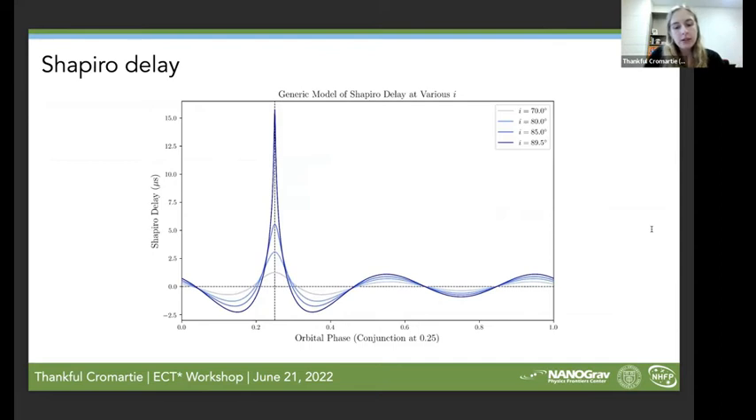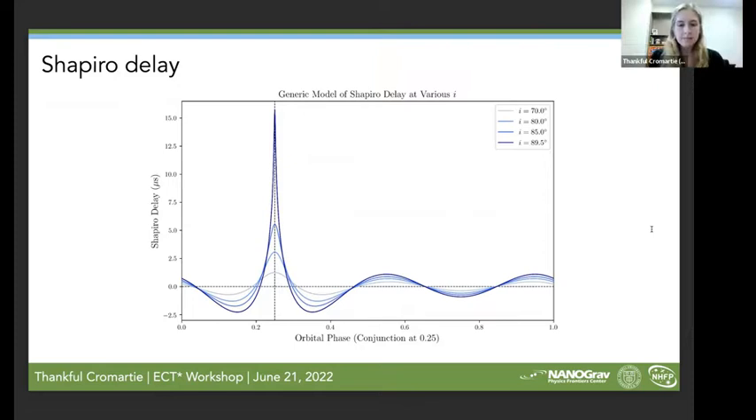So this is how the Shapiro delay signal actually shows up in the timing residuals. You can see that at conjunction, where this dotted line is at orbital phase 0.25, the Shapiro delay signal is extremely strong. And you can also see here that it's very dependent on the inclination of the orbit.